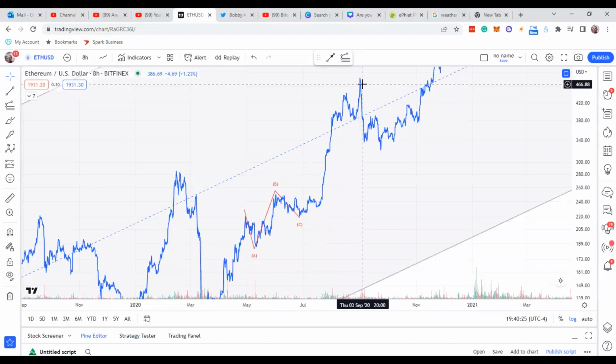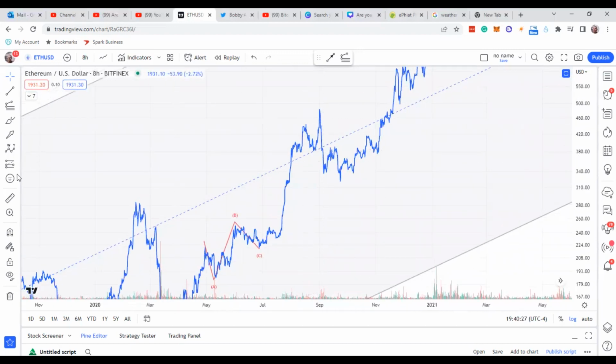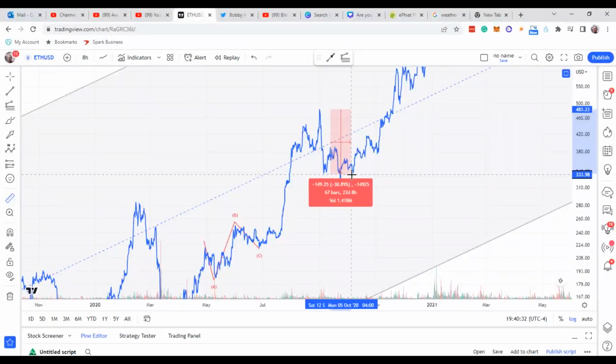And once it finished that wave, you can see now you think we're going through, this is a third wave. This is when Ethereum started its third wave. Look at this dip, guys. Look at that.